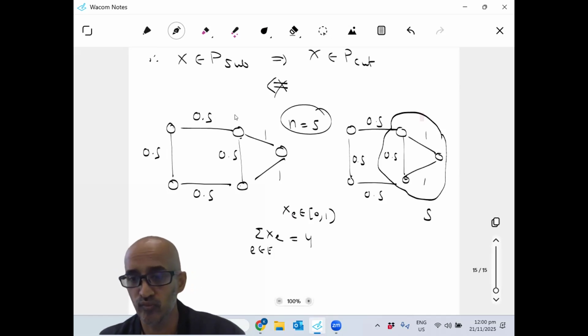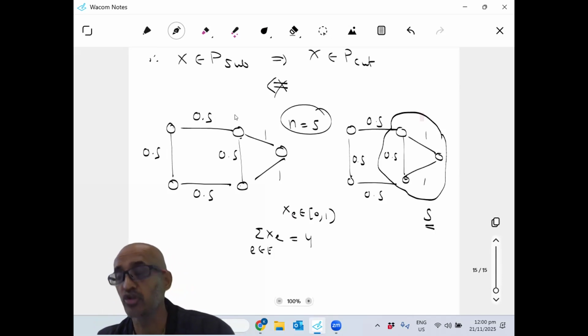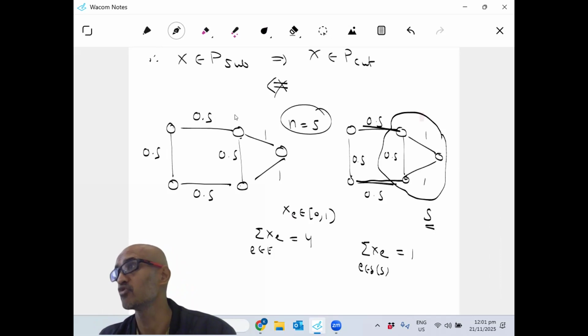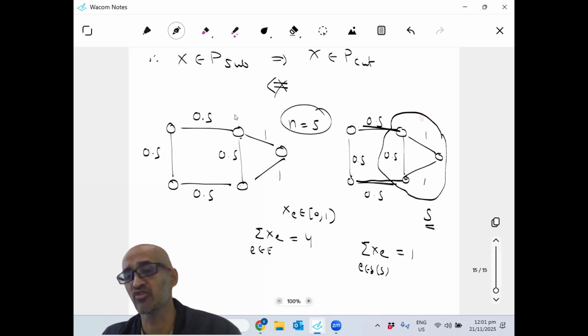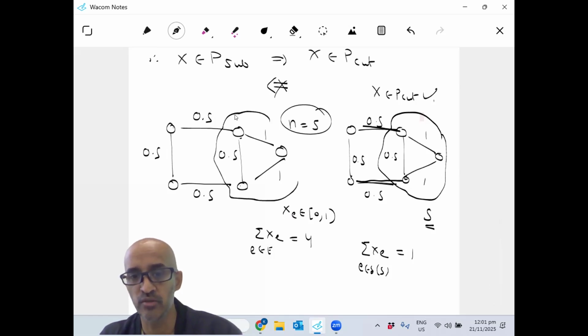What is the cut set formulation telling me for the edges coming out of this set? That's basically this edge and this edge. It adds up to 1. So the summation of x_e for e coming out of this set is equal to 1. So it's valid for the cut set formulation. So it turns out this solution lies in P cut. You can check. But this same solution does not lie in P sub.